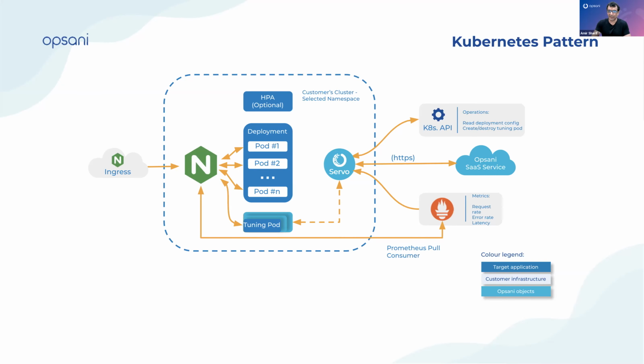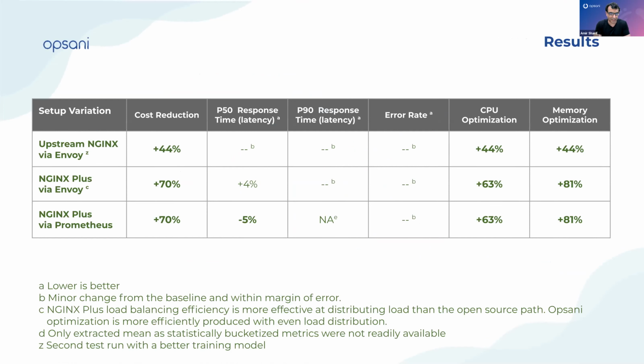And this is the experiment that we ran with F5 recently, F5 having acquired Nginx. We ran it across 3 different variations. One was with the upstream open source, where the cost dropped by 44%, but with Nginx Plus, their paid product, because it has better load balancing, we were able to show better results. Now here you see that there's Nginx Plus via Envoy, so we didn't rely on Prometheus for metrics, we relied on our sidecar to get the metrics. And in the second case, we used native Kubernetes constructs. You see a delta of roughly 10%.